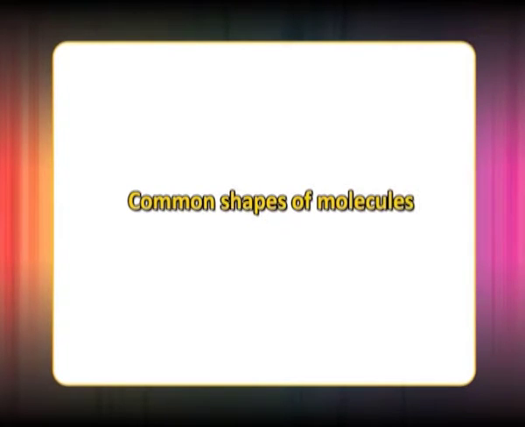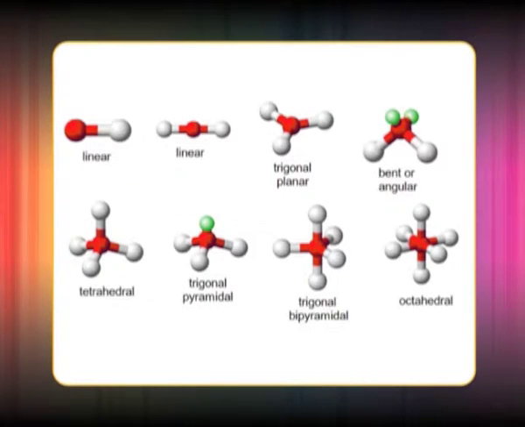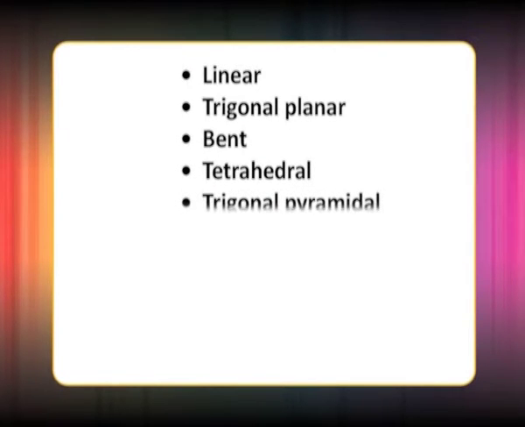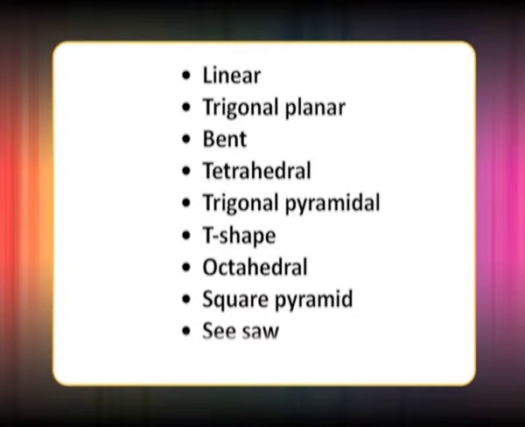Now, let us discuss the common shapes of molecules. There are various shapes that are commonly found in various molecules. In the images shown, the yellow groups are non-bonding electron pairs, the white groups are bonded atoms, and the pink is the central atom. Linear, trigonal planar, bent, tetrahedral, trigonal bipyramidal, T-shaped, octahedral, square pyramidal, seesaw, and square planar.